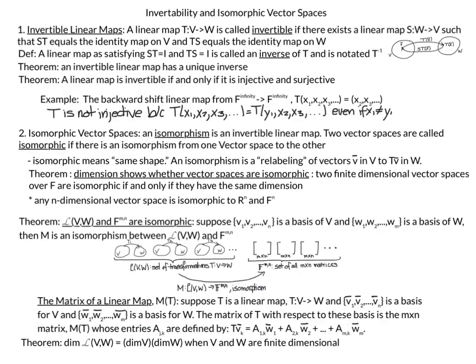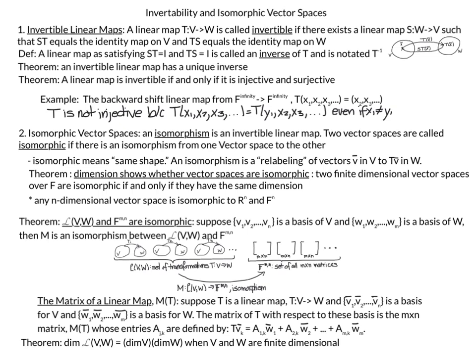if you really want to work with this theorem. To review what we've covered in this video, we talked about invertibility and isomorphic vector spaces. We said that an invertible map is a linear map T from V to W if there is a linear map S from W to V such that S times T equals the identity map on V and T times S equals the identity map on W. And then we defined a linear map satisfying S of T equals I and T of S equals I as the inverse of T, notated T inverse, or T to the negative 1 power.